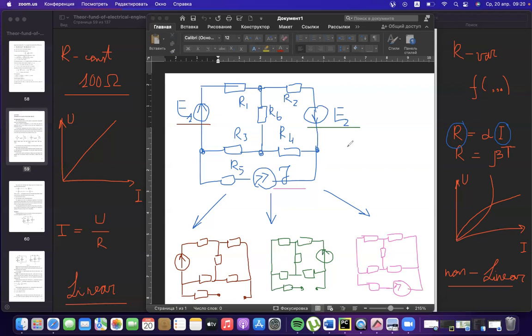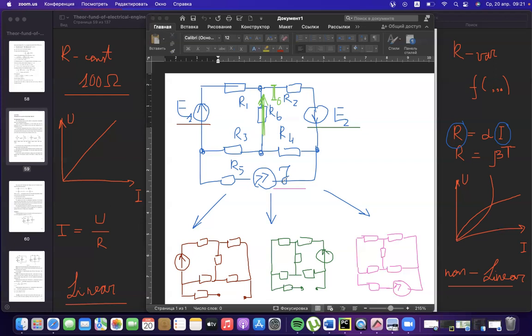Here is what you get. That means, if you want to find some current, for example, current I6 in resistor number 6, instead of calculating it in this circle, because this circle has 3 sources, it is quite nice if the sources are the same type, for example, direct current or sinusoidal current.